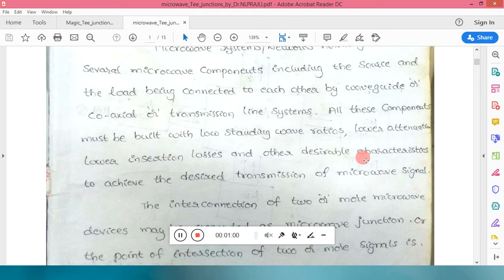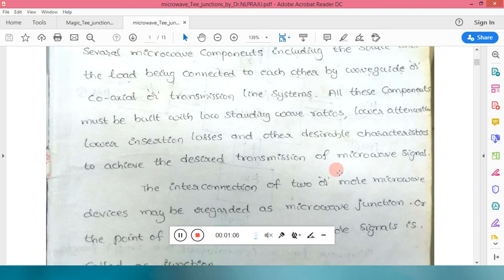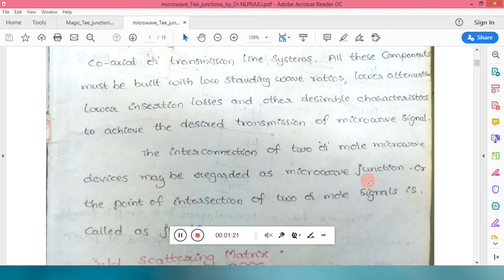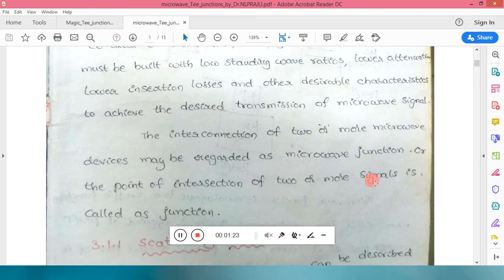Since microwave signals are electromagnetic waves, these are transmitted through air. Within the boundaries, we can transmit the signals in one line to set up one communication system. The interconnection of two or more microwave devices may be regarded as a junction. A point of intersection of two or more signals is called a junction, just like a current node or voltage junction. Like this in a normal communication system. So here also, if two or more microwave devices are connected, it forms one junction.